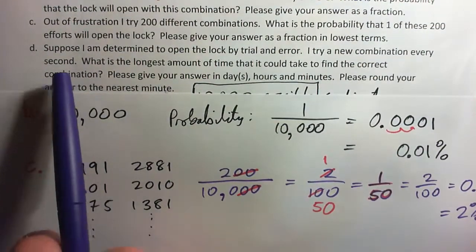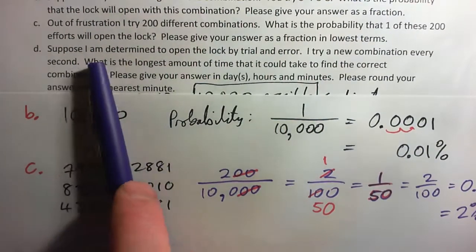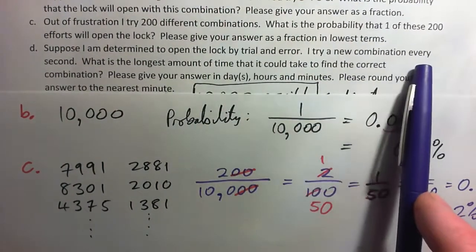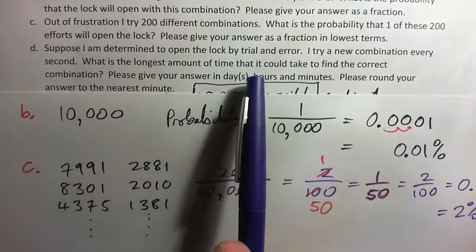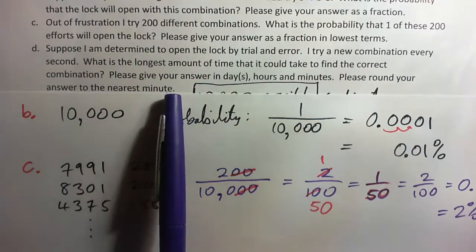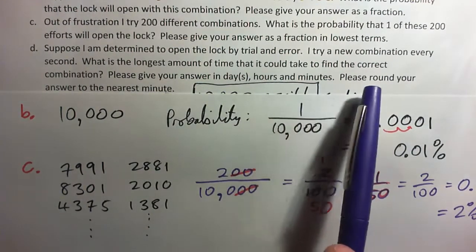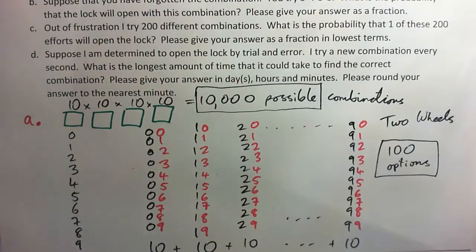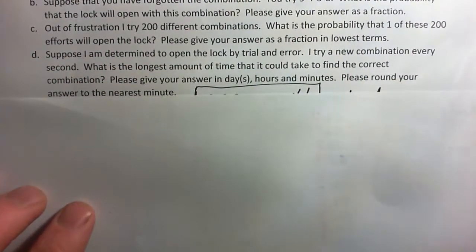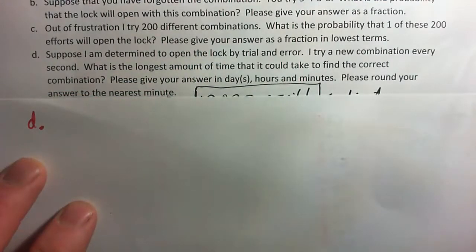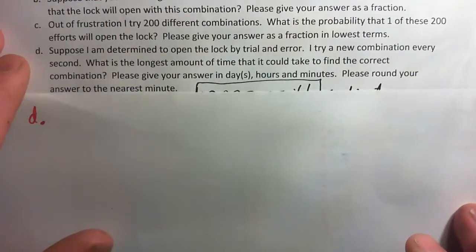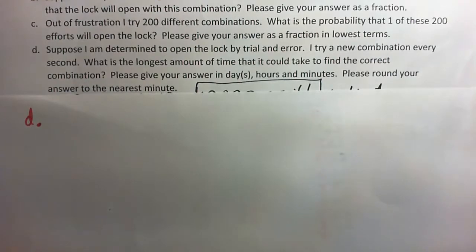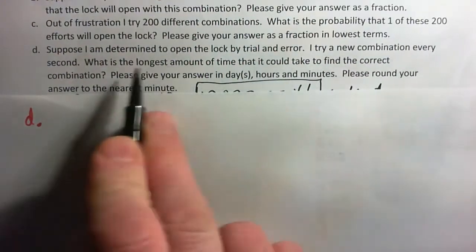But part D, let's see if we can follow on from this. Suppose you're determined to open the lock by trial and error. You try a new combination every second. What is the longest amount of time that it could take to find the correct combination? Give your answer in days, hours, and minutes, days if appropriate. Please round your answer to the nearest minute, okay? So, let's see if we can do that. So, part D. And you can press pause and do this yourself, and then check the video for the answer if you like. So what is the longest amount of time it could take to find the correct combination? There are 10,000 possible answers, and you try a new combination every second, okay?